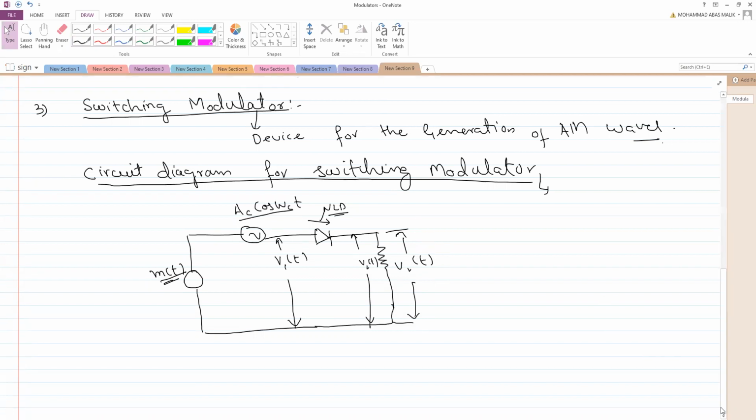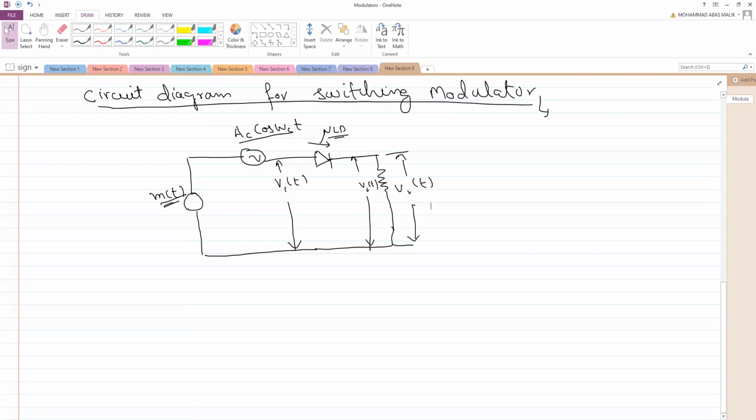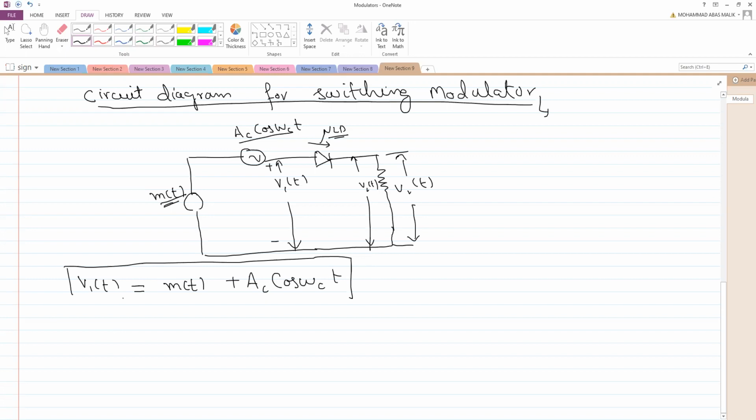We will write, can anybody tell me what will be the value of V1 of T? First of all, we will try to find the value of V1 of T. You can consider, let this be positive, let this be negative, and tell me what will be V1 of T. Sir, M of T and cos of T. Yeah, but plus, because these are voltage sources, they will be added. Okay, so well done. So it will be M of T plus AC cos of omega CT. So this is the value of V1 of T, and you can put this as equal to equation 1.